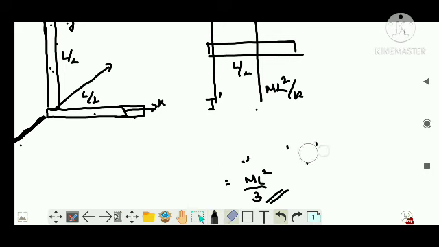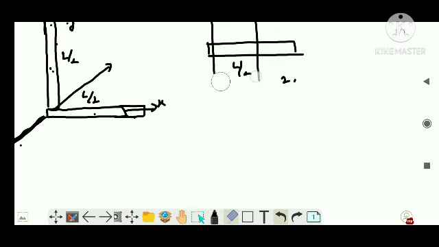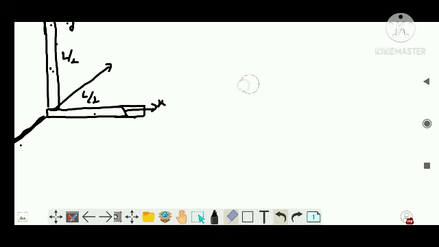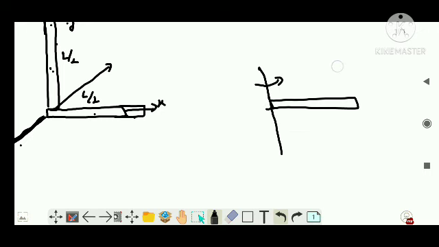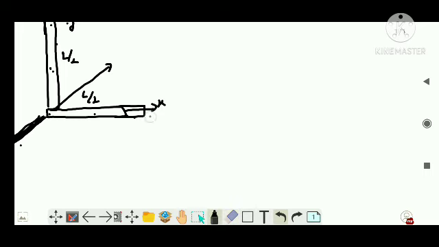This expression is better if you can learn it by heart. That is, if you have a rod and the axis of rotation is at its end, then the moment of inertia is ml squared by 3. You can calculate it, and I think we have calculated it before also. So similarly, this axis is at the end of this rod, so it will be ml squared by 3. But the problem is, is the mass full? No, there is only half the mass, so it is m by 2.